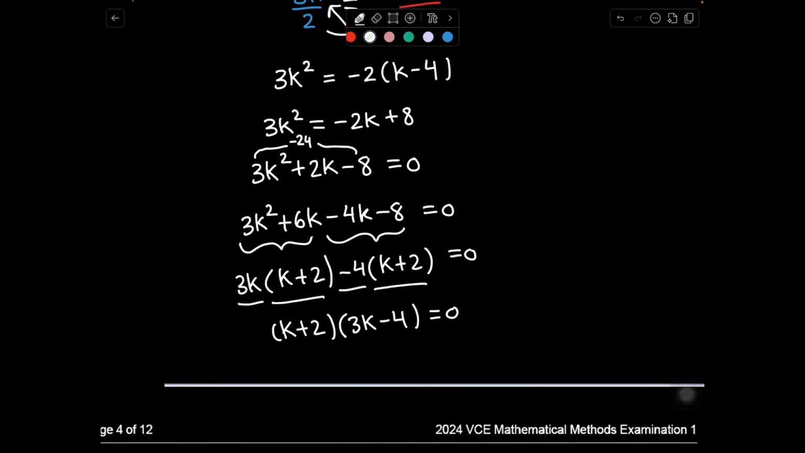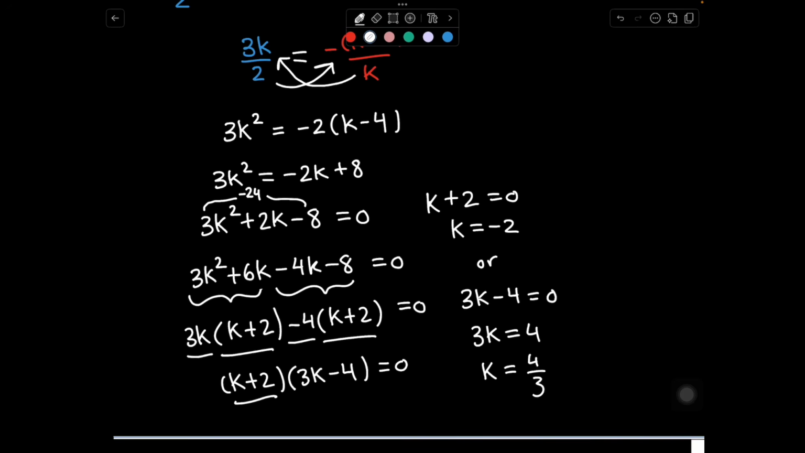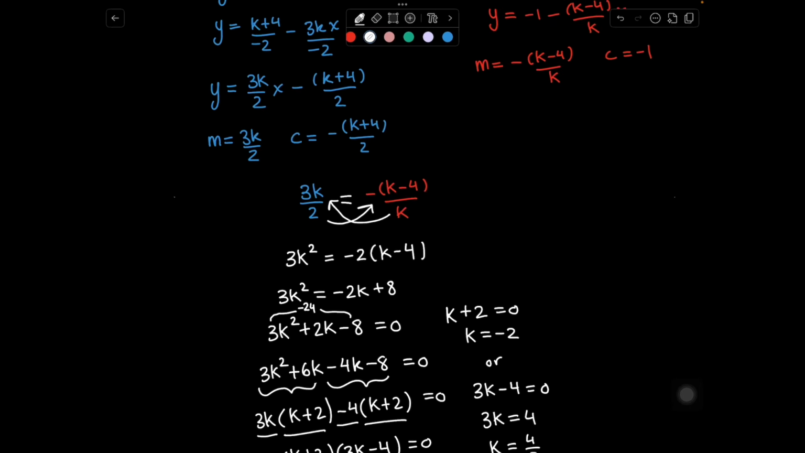So now we can just use the null factor law. So looking at this, we get k is equal to, I'll write the whole equation actually. This is equal to 0. So k is equal to negative 2. Or the other bracket is equal to 0. And that will give us 4 on the other side. Divide the 3 across. So either of these can be our answer, but we haven't looked at the y-intercepts yet.